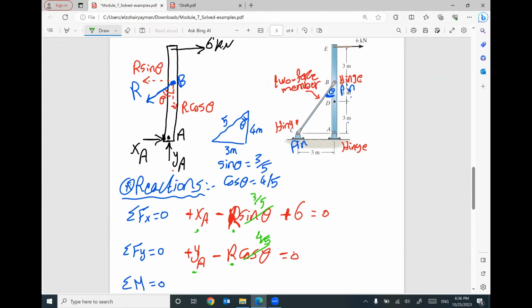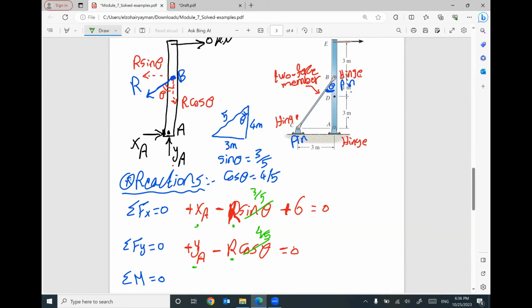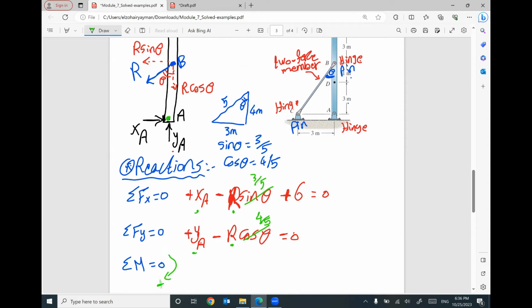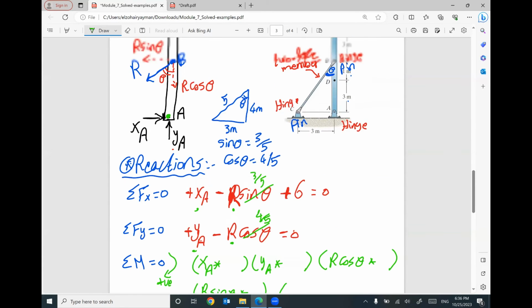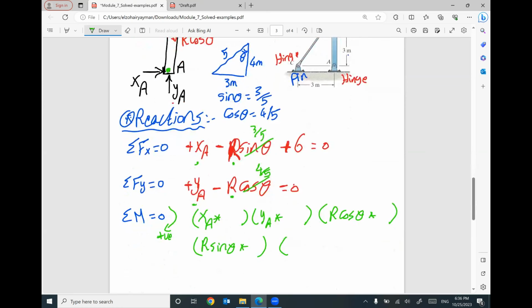So let's move forward to the third equilibrium equation. I'm going to take a moment at any point. The point with the highest number of reactions is A. I'm going to assume clockwise rotation is my positive direction. So I have XA times distance, YA times distance, R cosine theta times distance, R sine theta times distance, and this 6 kilonewton times distance, equals 0. I listed everything.